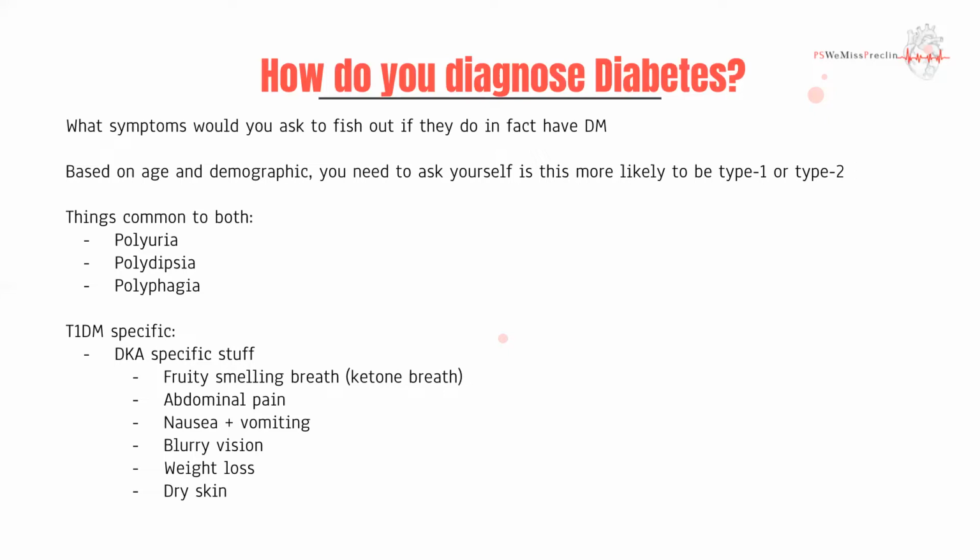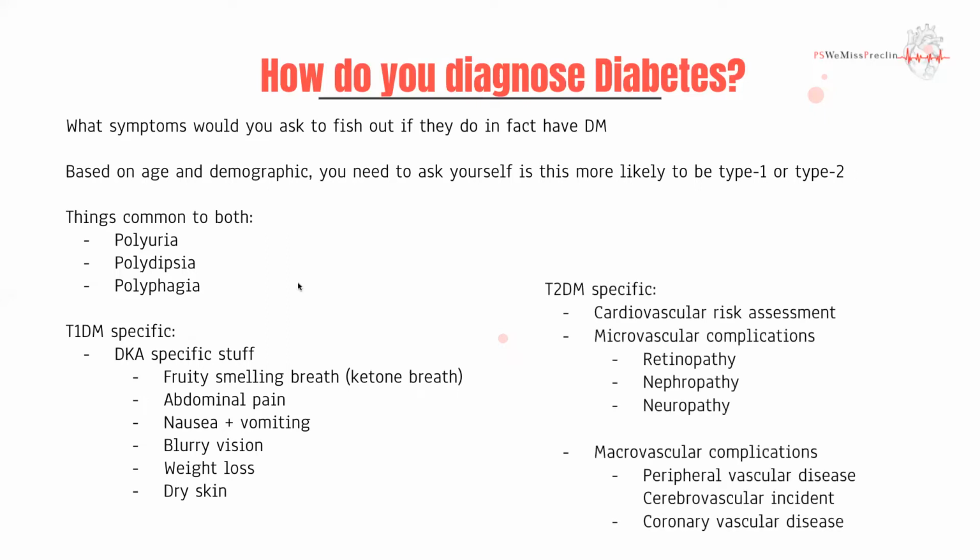Next, moving on to specific stuff for type 1 diabetes. The most common presentation, as I said, is again DKA. So you want to ask about things like fruity smelling breath, called a ketotic breath or a ketone breath, abdominal pain, which is typical of DKA, nausea, vomiting, blurry vision, weight loss, and dry skin. Dry skin because of dehydration, weight loss partly because they'd be dehydrated, and also because you can't have glucose going into your cells. You would be using your fats, and that can often lead to weight loss.